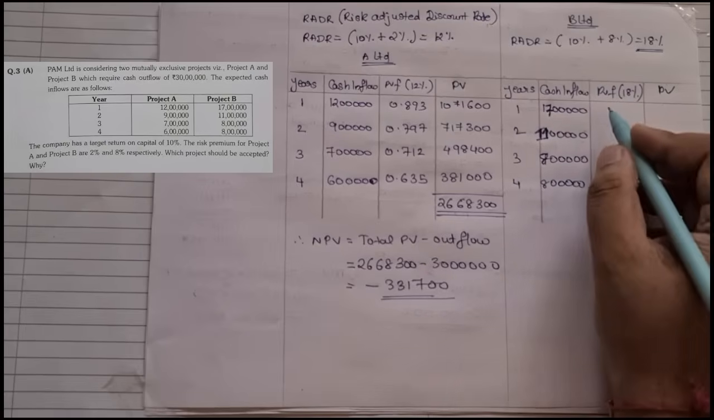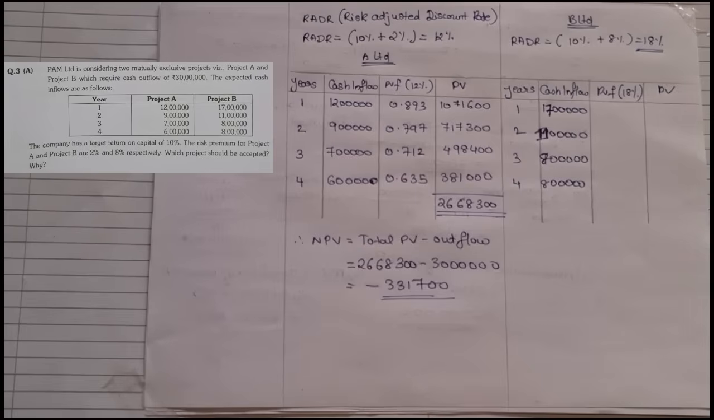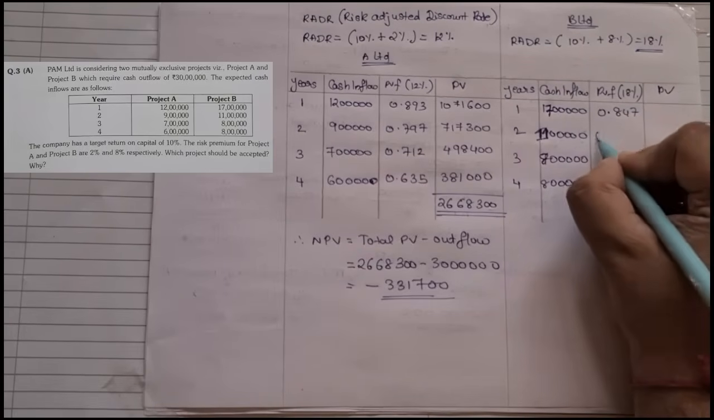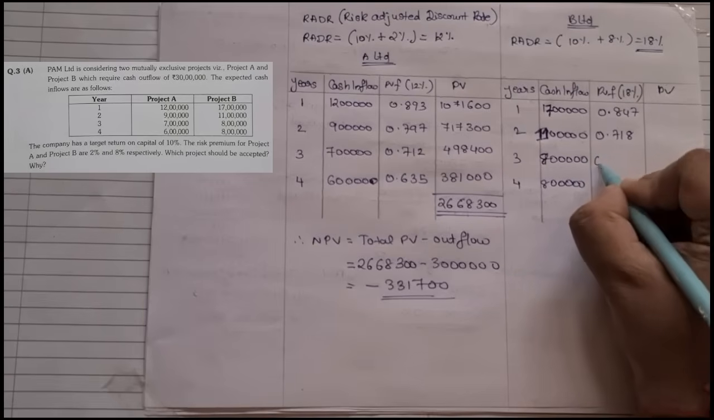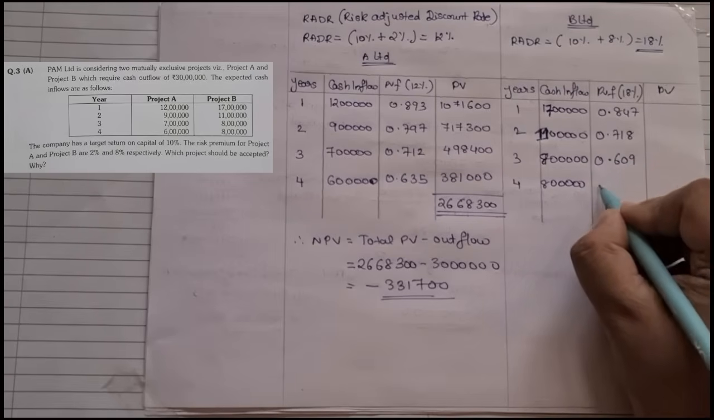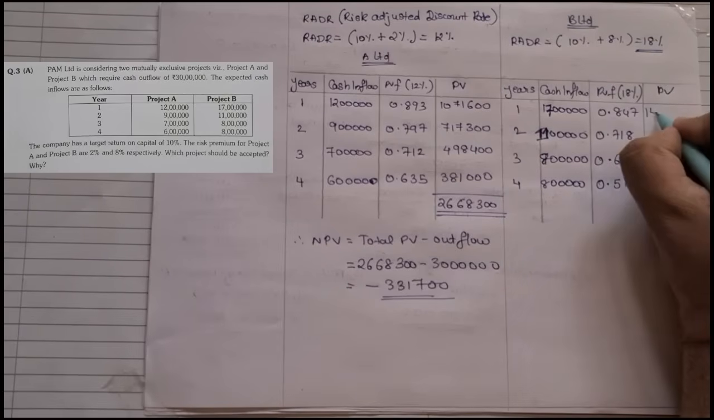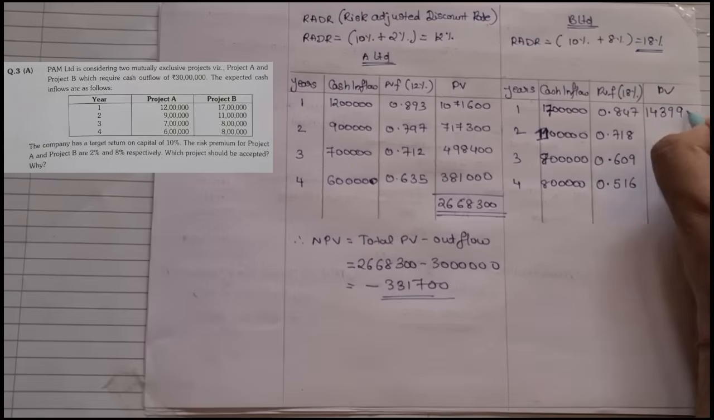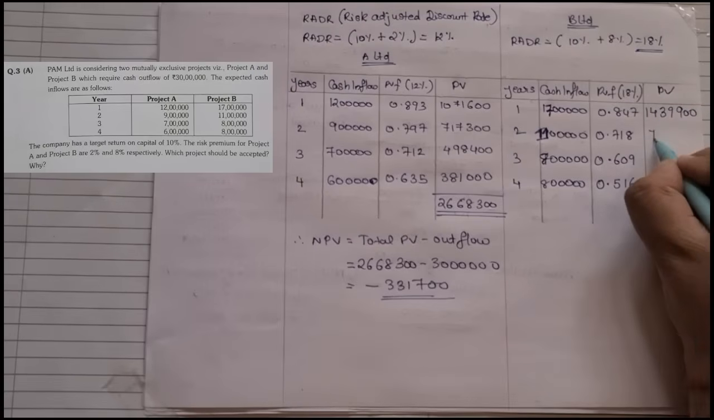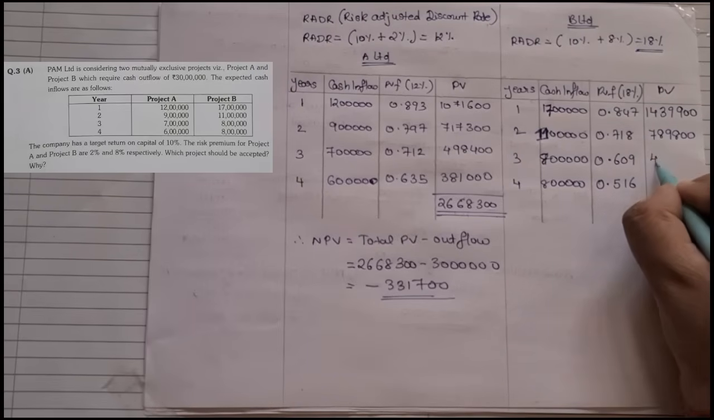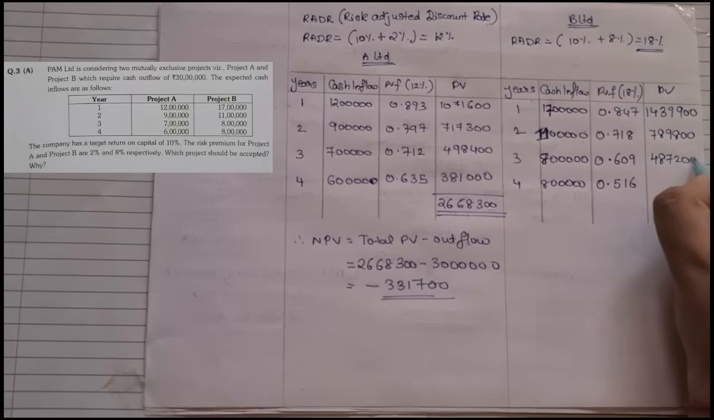Now the PV factor is at 18%. The first value will come up to 0.847, next is 0.718, next is 0.609, next is 0.516. You multiply, and we get the PV as 1439900, 789,800, 487,200, 412,800.